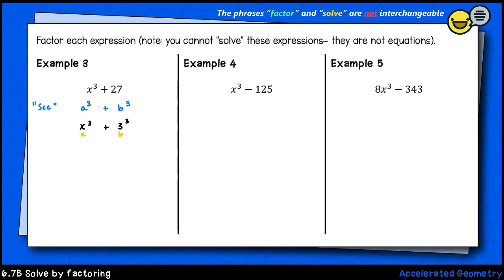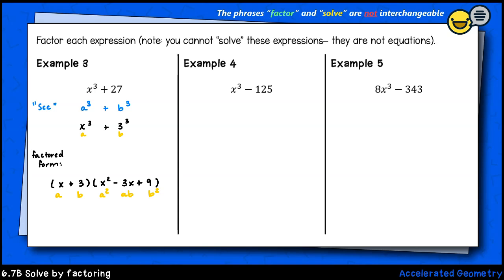So what you're meant to see here is that a cubed plus b cubed pattern. In this case, the a term is x cubed and the b term is 3 cubed, which is another way of writing 27. Using that sum of cubes identity, we have a factored form of x plus 3 times x squared minus 3x plus 9. Underneath the factors in yellow, I've noted the position of a and b in the binomial and trinomial so that you can connect this back to that factoring pattern.